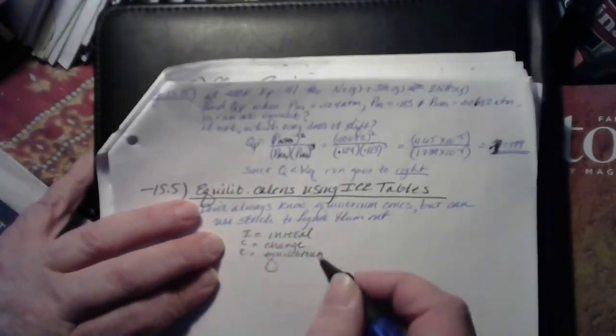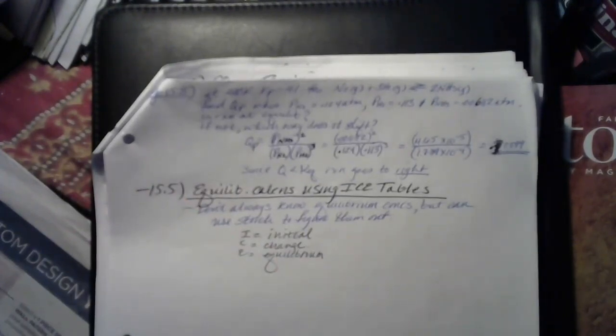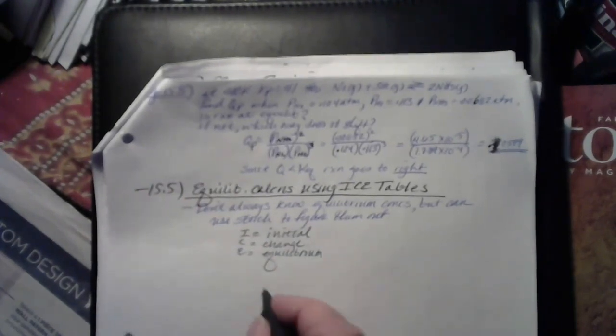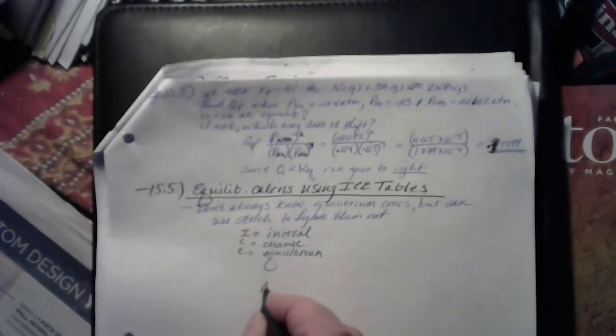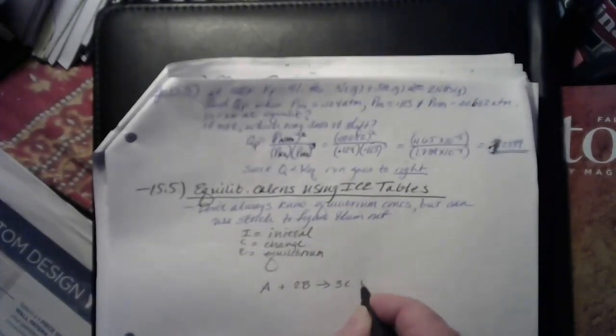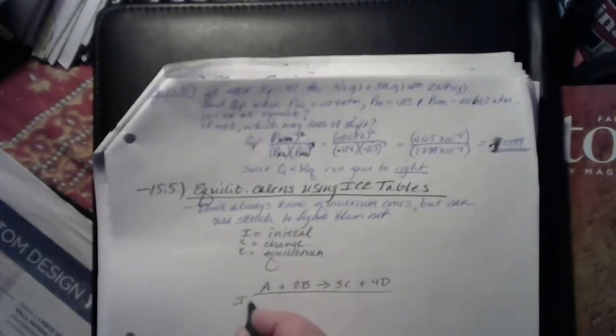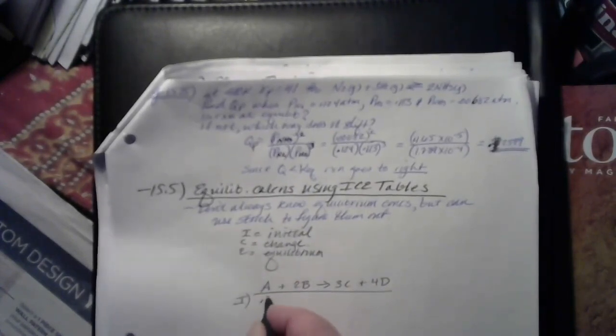And we use ICE tables in cases where maybe we have the initial concentrations for some things involved in an equilibrium reaction, but maybe we only have the equilibrium concentration for one of those things. Okay, so like in a case where, say, A plus 2B yields 3C plus 4D. And the initial concentrations for everything, we'll say, will be 0.10.